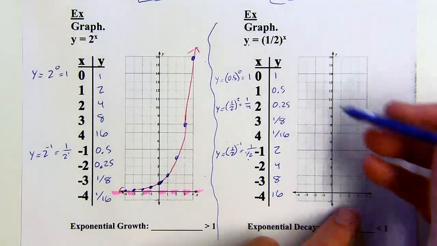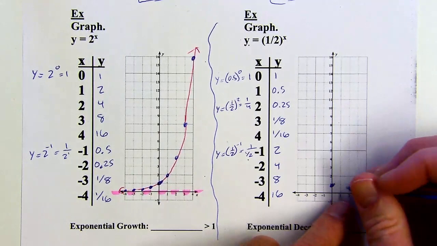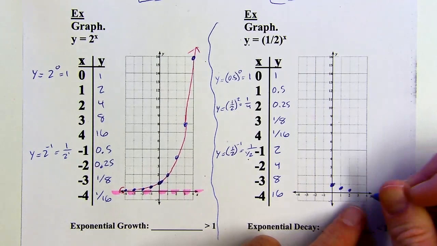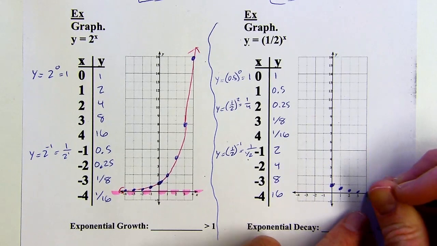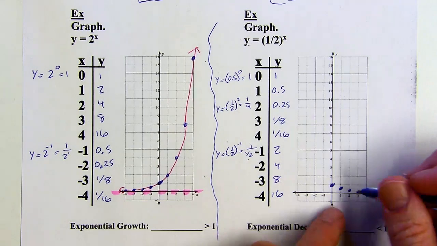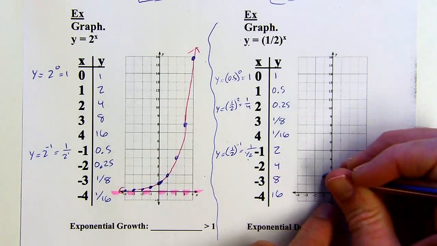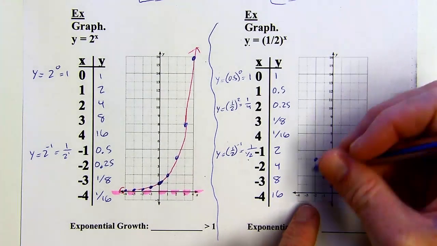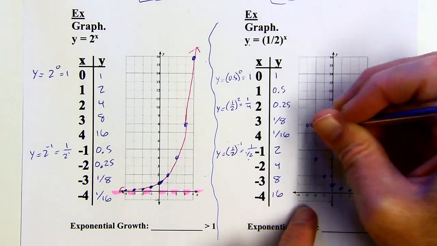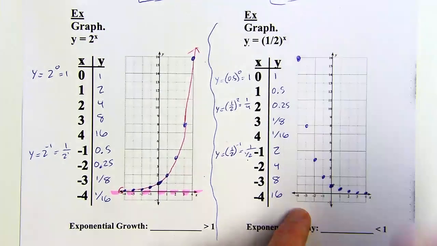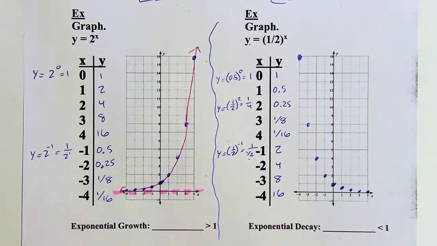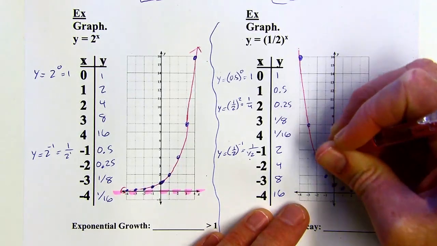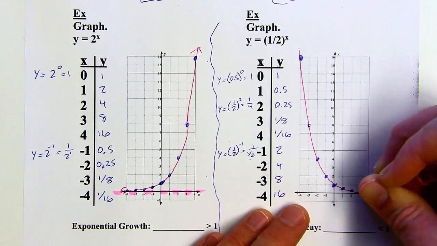So let's see. We've got (0, 1) again. We've got 1, and then 0.5, 2, 0.25, 3 is an eighth, and at 4, it's at 1/16. As we go left, we got negative 1, 2, negative 2, 4, negative 3, 8, and negative 4, 16 is in that top corner. It's reversed, right? It's a mirror image of the last one we did. So this one is going to be an exponential decay curve because it's going downhill from left to right.